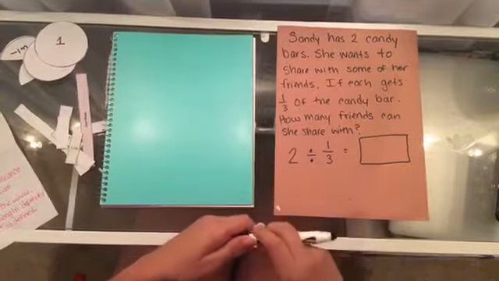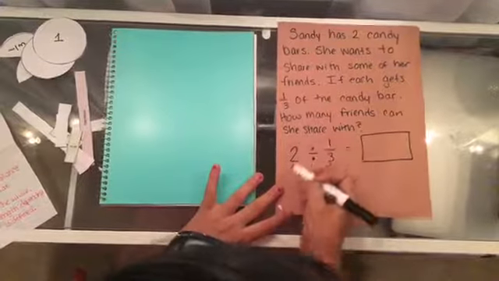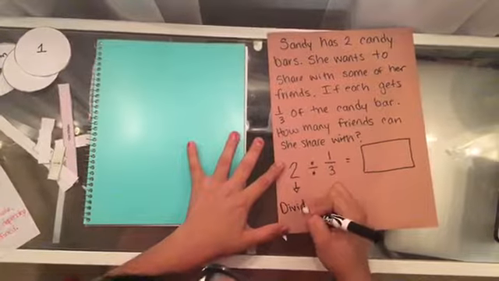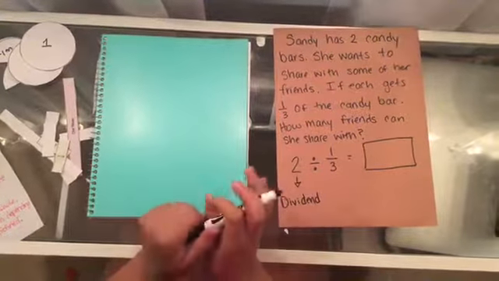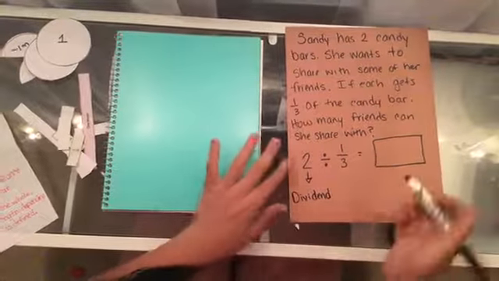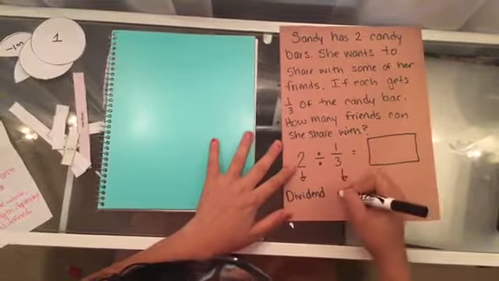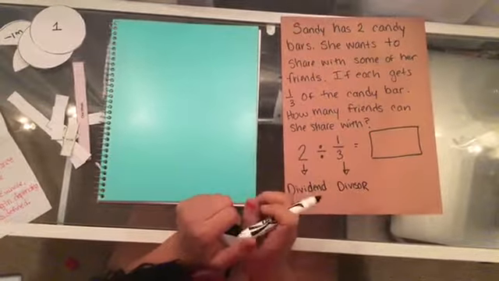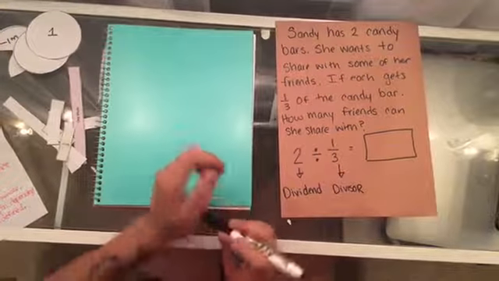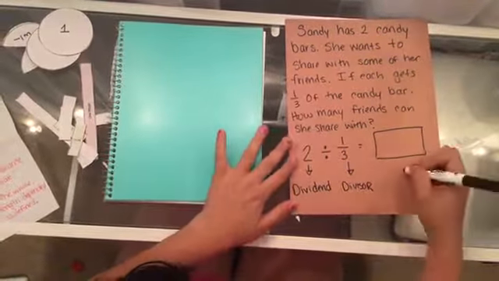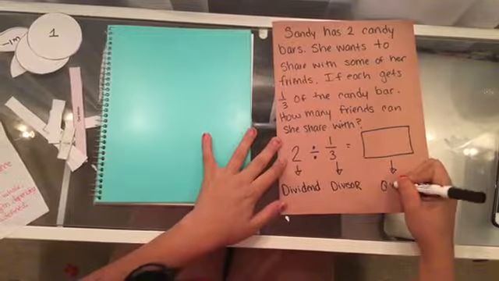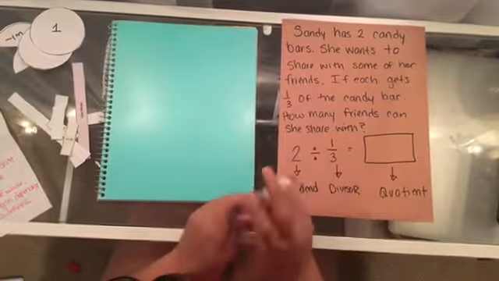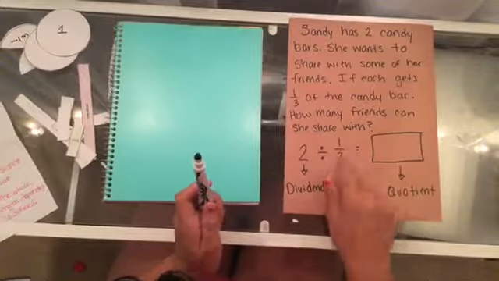Before we get started, I want to point a few things out. First, my whole number is my dividend in this problem. I'm going to go ahead and label it. A dividend is the number being divided. Then 1/3 is my divisor. And the divisor is a number by which another number is to be divided. Lastly, we have our quotient, or our answer. So once again, our word problem is 2 divided by 1/3.